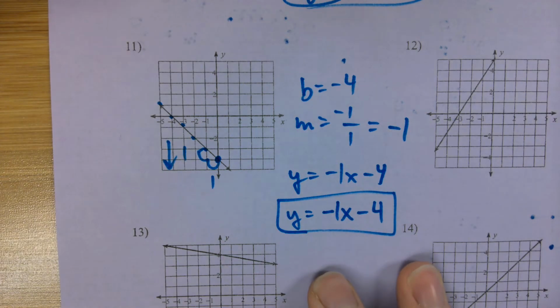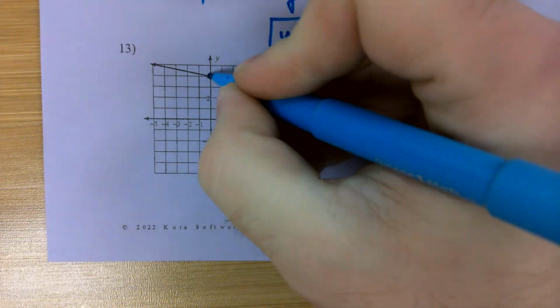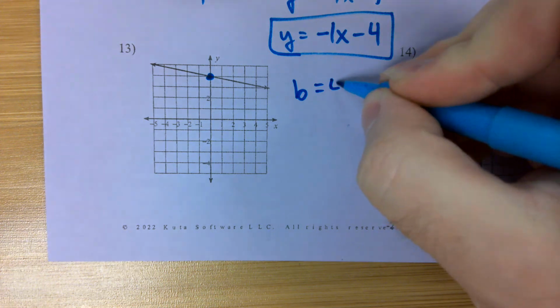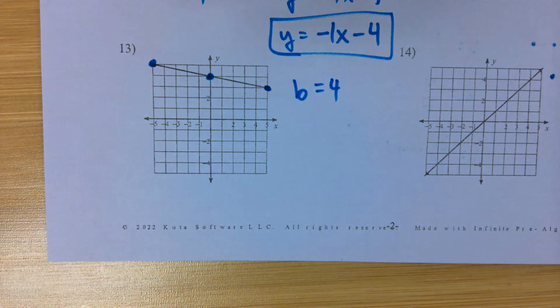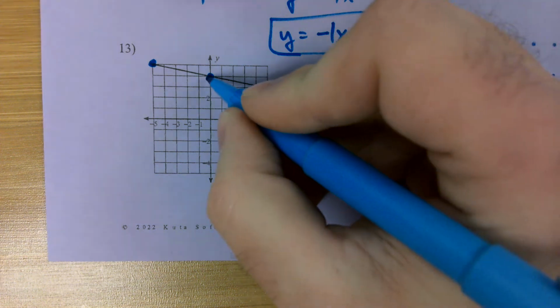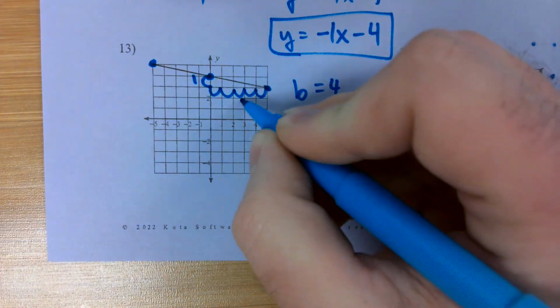Okay. And then we're going down to number 13. Y-intercept is right up there at +4. The only other points are at our arrows right there. So it looks like we're going down 1 and over 5.